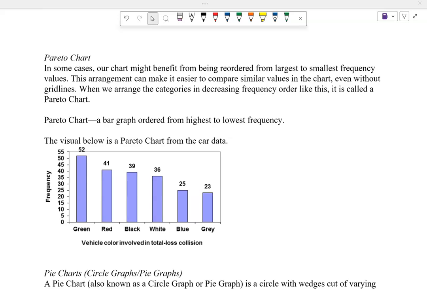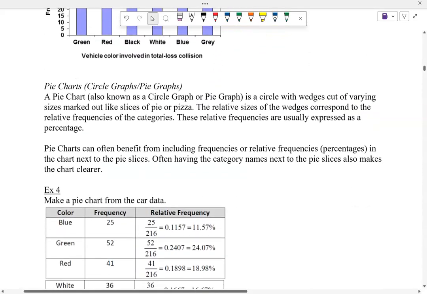All right, so we've had a frequency table, and now we've got a bar graph. Now we've got what is called a Pareto chart. A Pareto chart is just a bar graph, but it's ordered from highest to lowest frequency. So you notice with those car data, we're listing the green first because we have 52 of those, down to the least, 23 that had a gray car. All right, so that's a Pareto chart.